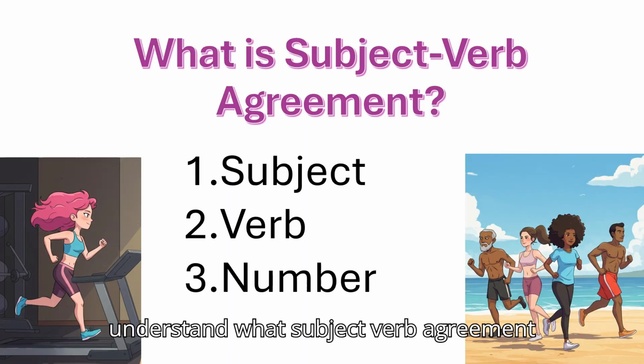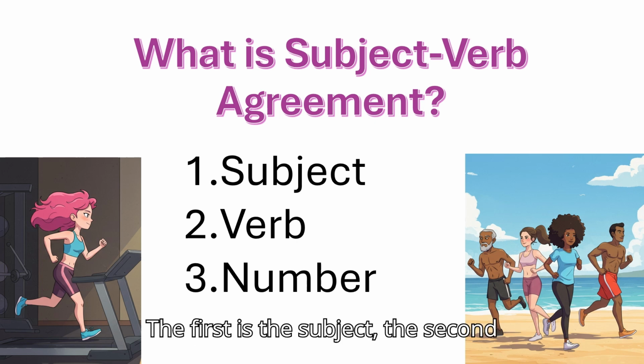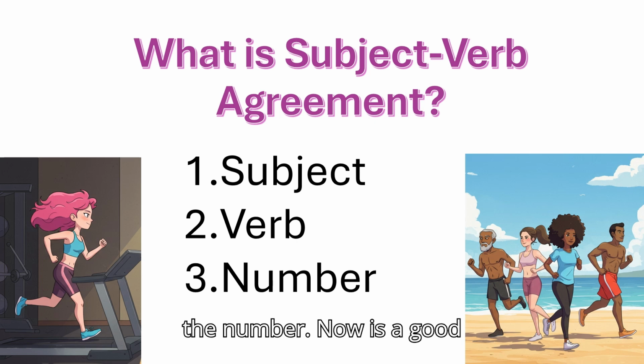To understand what subject-verb agreement means, there are three things you must know very well. The first is the subject, the second is the verb, and the last one is the number.